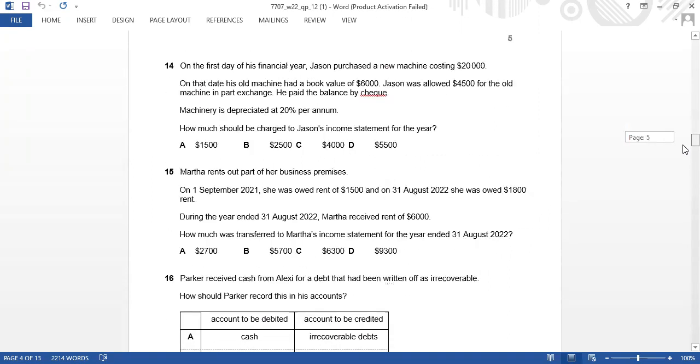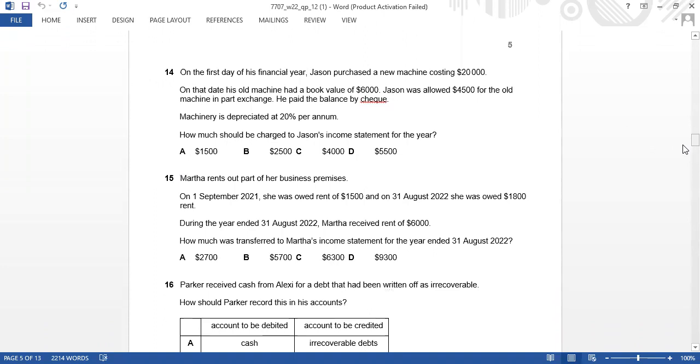Moving towards question 14. On the first day of his financial year, Justin purchased a new machine costing 20,000. On this date, his old machine had a book value of 6,000. Justin was allowed 4,500 for the old machine in part exchange, and he paid the balance by check. Machinery is depreciated at 20% per annum. That means 20,000 on the first day of the financial year, 20,000 into 20%.